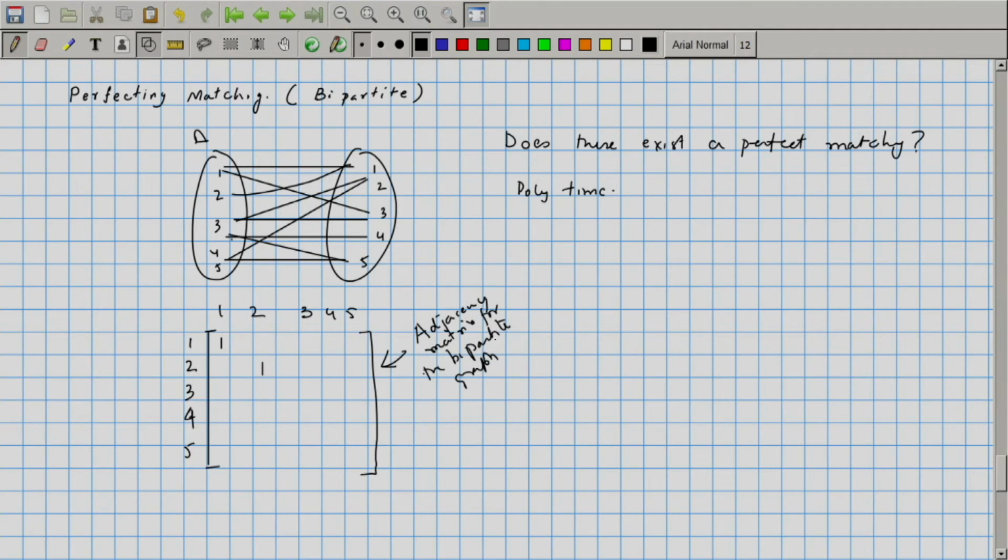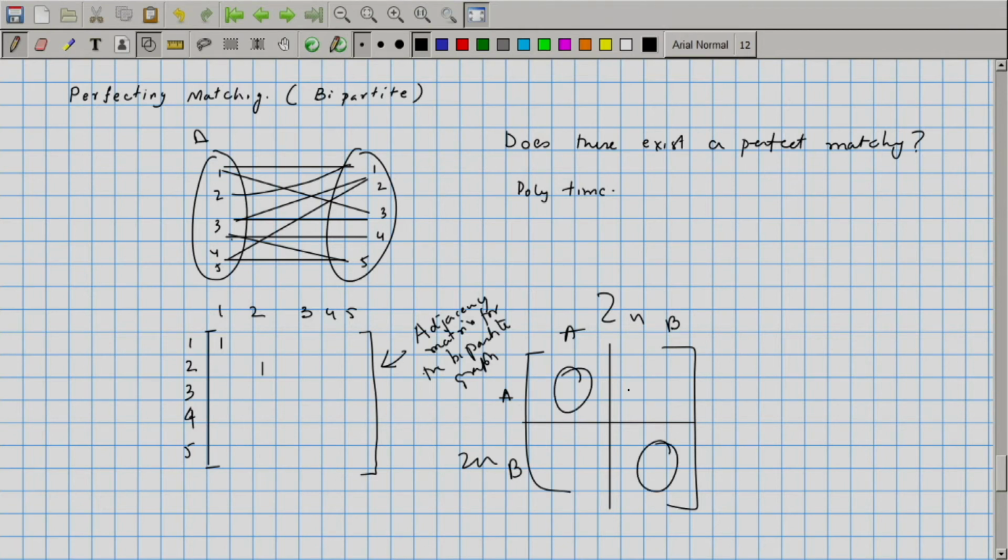You can think of it as a reduced adjacency matrix, because ideally there would have been 2n vertices. But because it is bipartite, let us say this is A, this is B, this is B, this is A and this is B. A to A there are no edges, so this will be 0. B to B there will be no edges, and since we are looking at an undirected bipartite graph, we can say that these parts will be symmetric. So, we are just looking at this part.